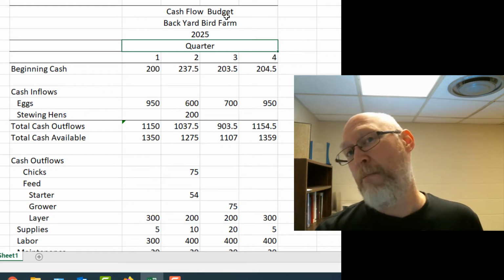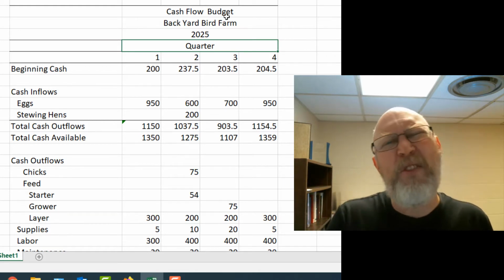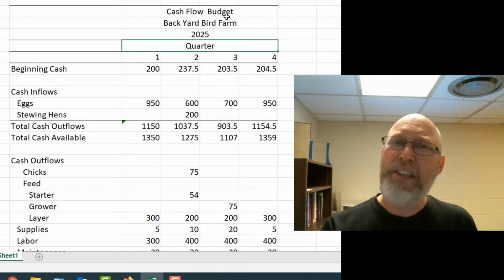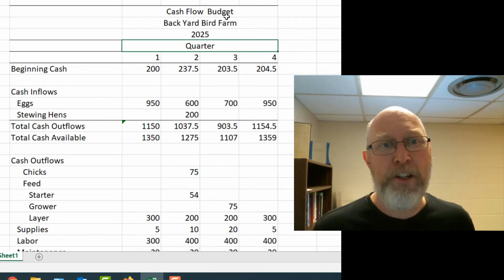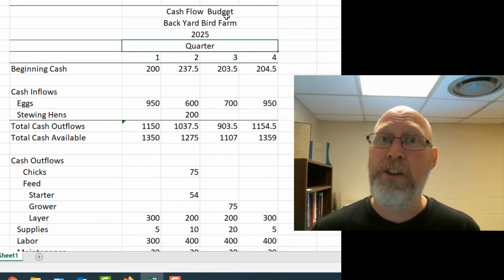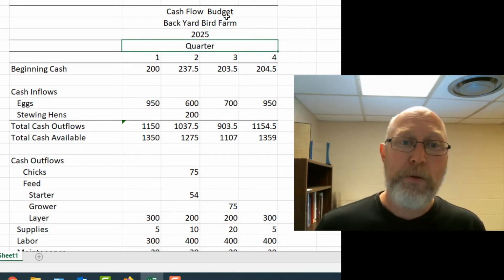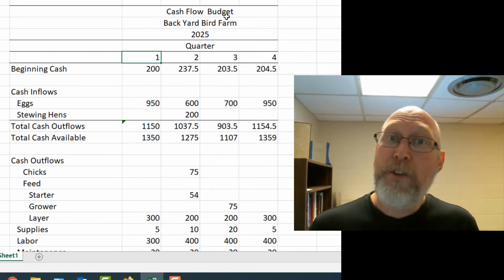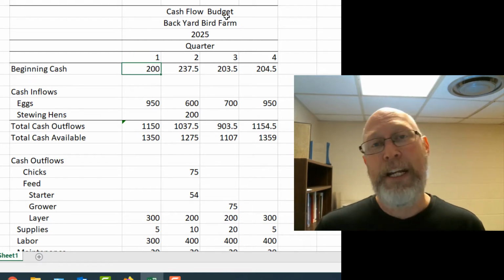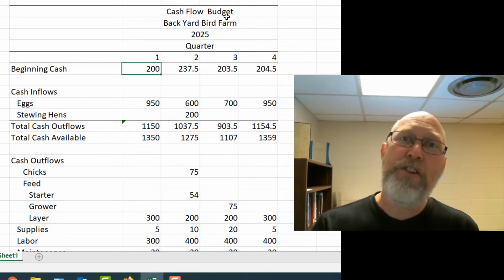Now you can break it down by the week, you can break it down by the month. A week is not very common. Usually it's monthly or quarterly. A week is just too small of a unit of measure unless you've really got a lot of detailed data on your historic cash flows. So we've got 4 quarters, quarter 1, 2, 3, and 4. And the first thing we list is the beginning cash. And so this is the cash you have on hand.